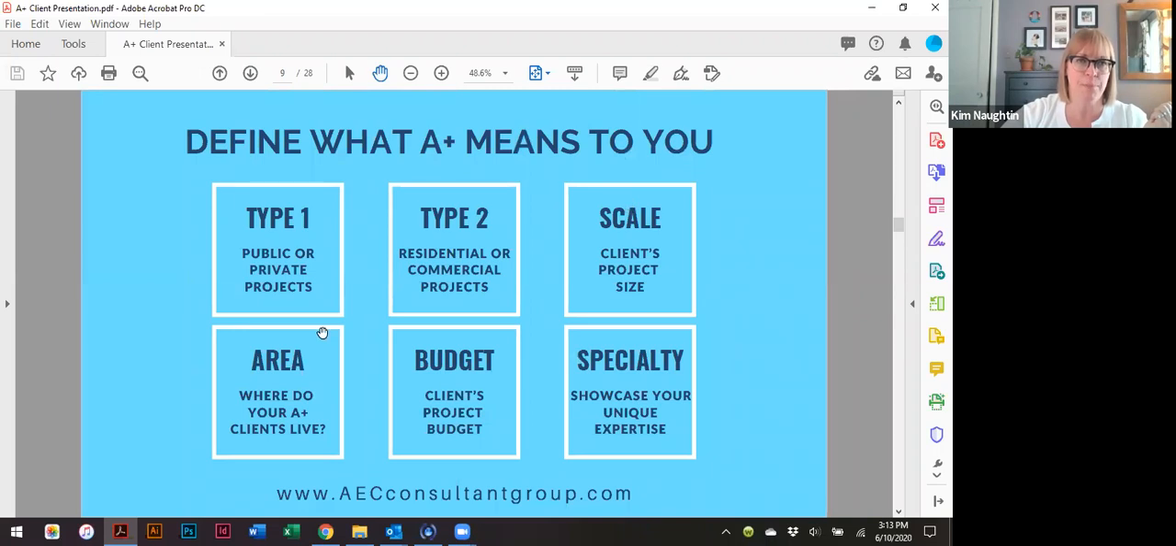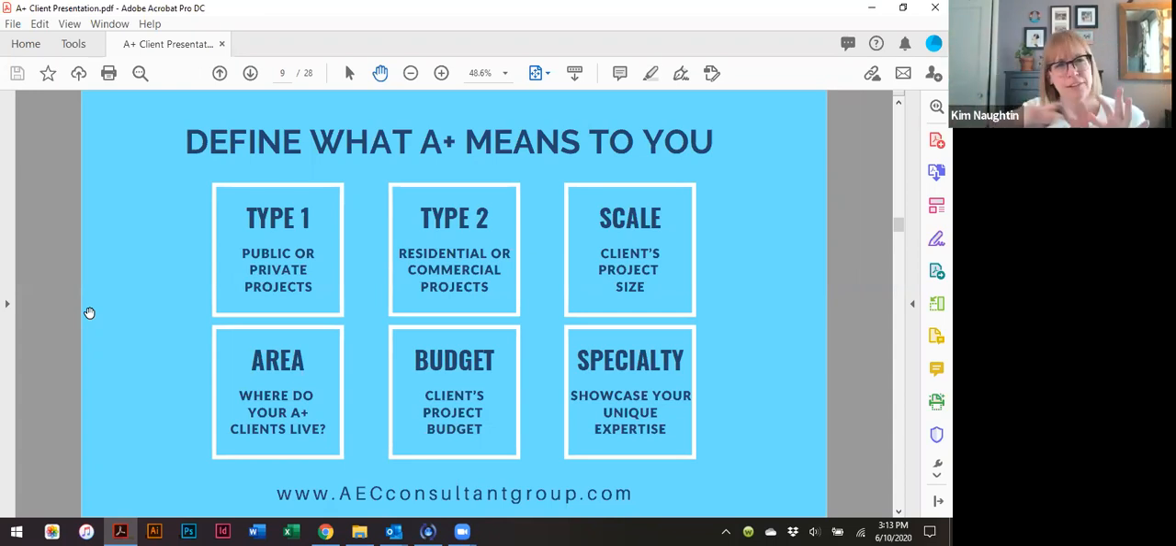So the first step is we need to define what A+ means to you. And again, this is going to be different for different businesses. Some people have really honed in on what this is. Some people still are like, man, I'll work with anybody who makes over $60,000 a year. Again, that's a big part of the population.